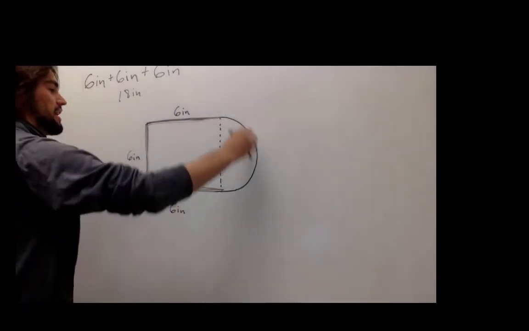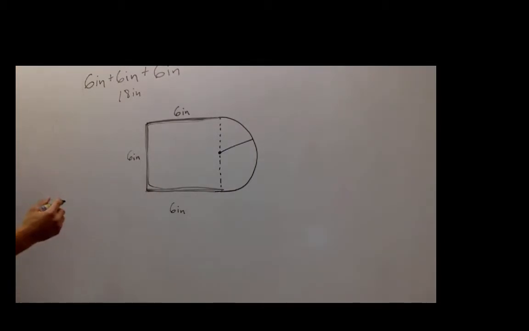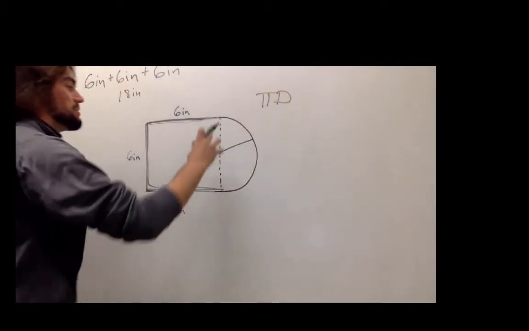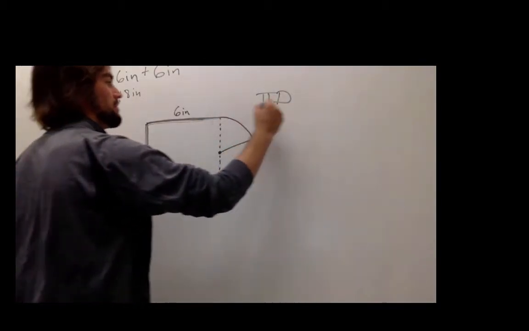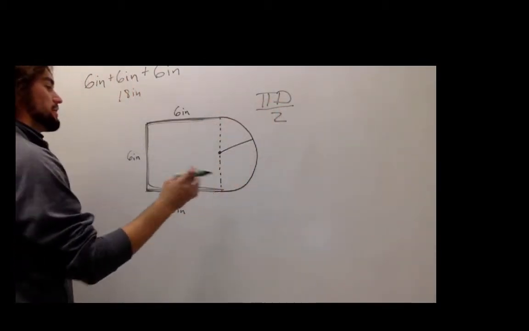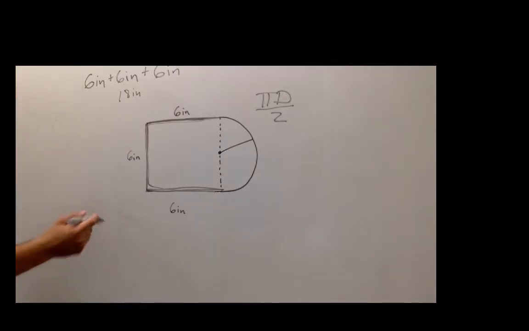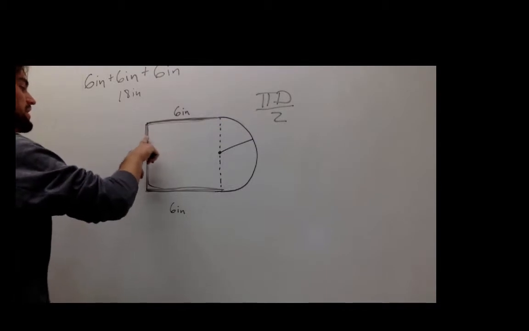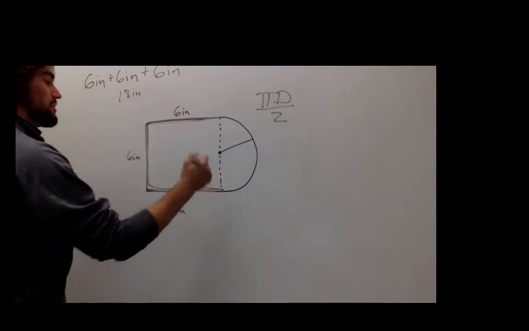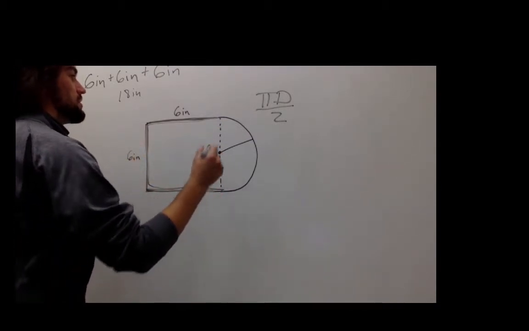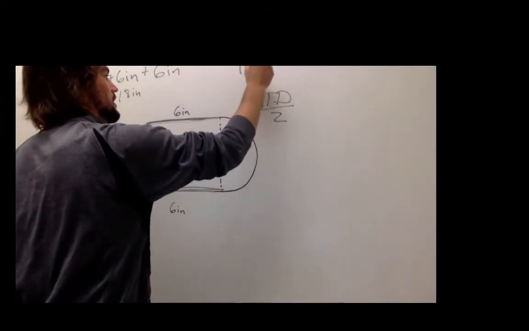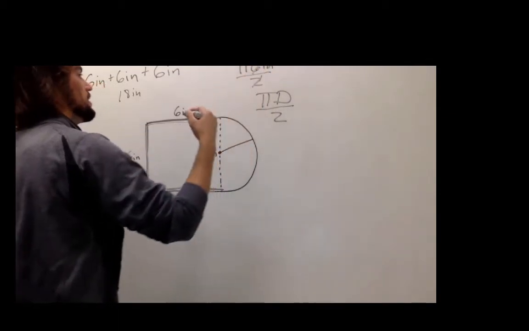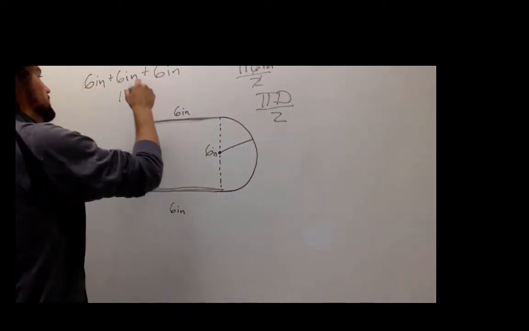Now we have a half circle here. So the perimeter of a circle is pi times diameter, but since we only have half of the circle, we can divide that by 2 to get half of the perimeter. Now we have to find the diameter of the circle, which is pretty easy because by symmetry we know that this side is 6 inches, so we can also infer that this side is 6 inches. So we have pi times 6 inches divided by 2. 6 divided by 2 is 3, so we have 3 pi inches.